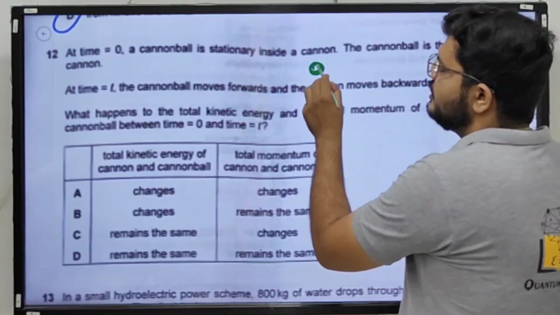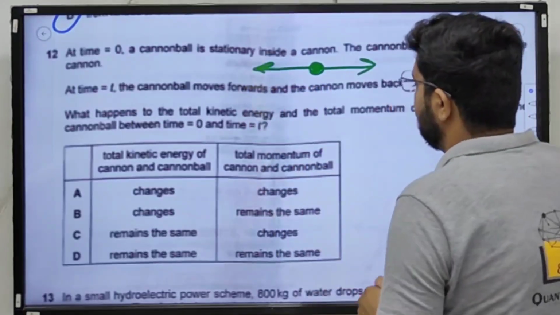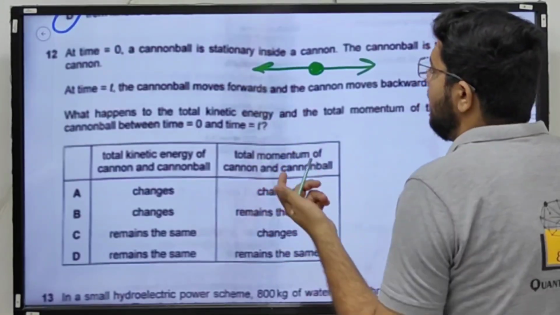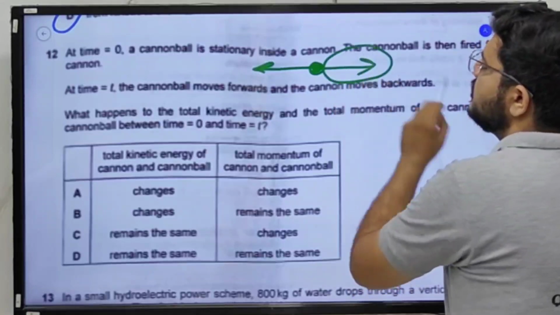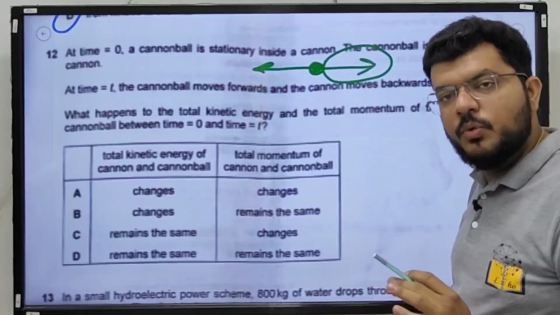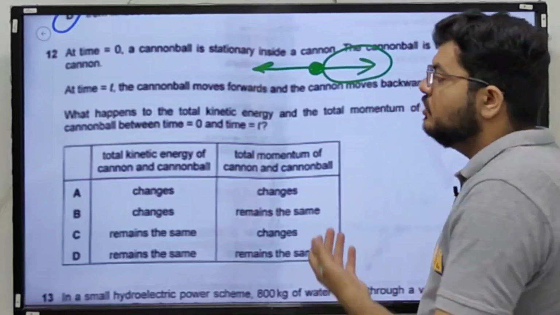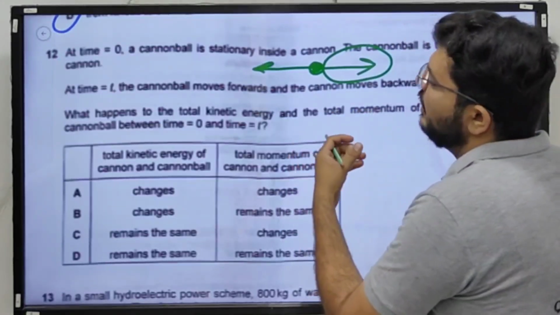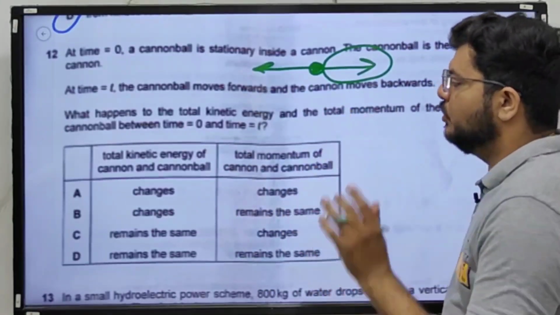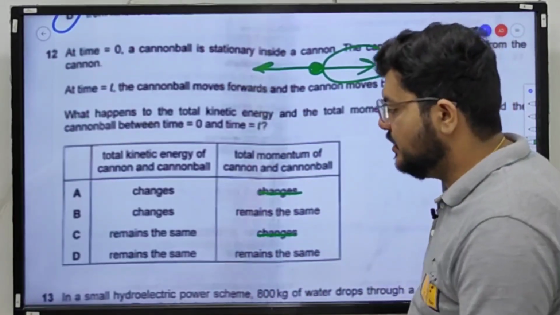Now if you observe, let's say this is the point, right? Cannonball goes forward and the cannon itself goes backward. Now, according to the law of conservation of momentum, whatever momentum the cannon has when going backward is equal to the cannonball's momentum going forward, right? But the cannon must be much heavier than the cannonball. So the cannon will go with a lesser velocity compared to the cannonball. So the total momentum remains the same. So I will not consider options A and C for my answer.